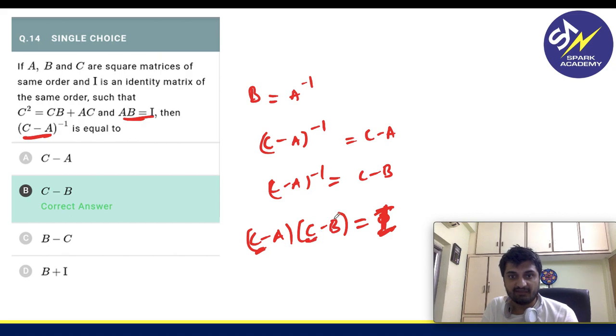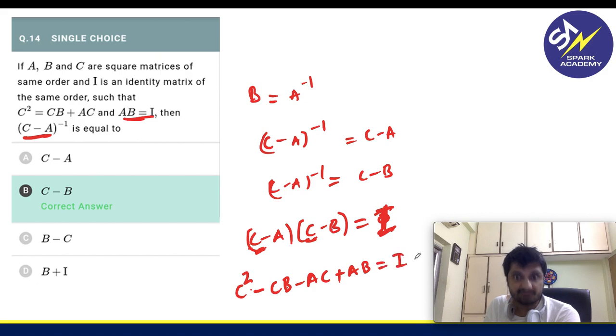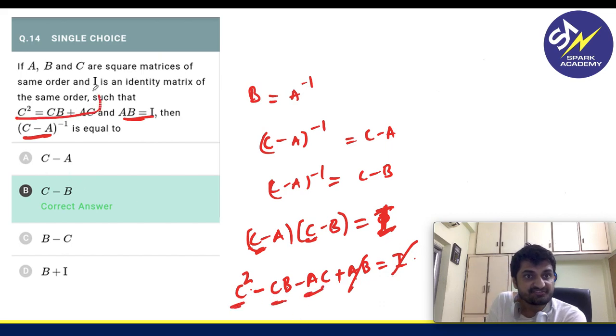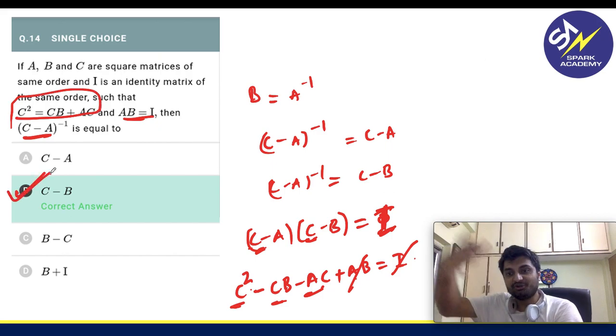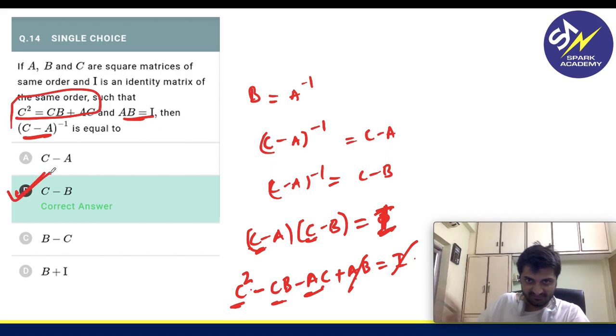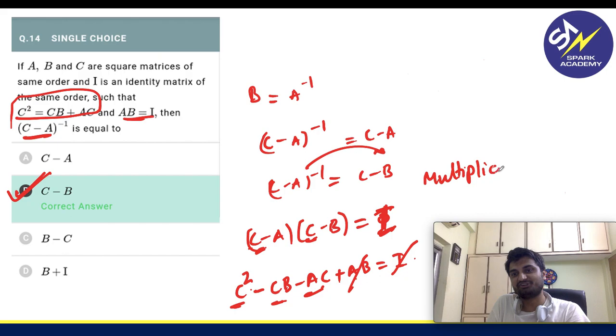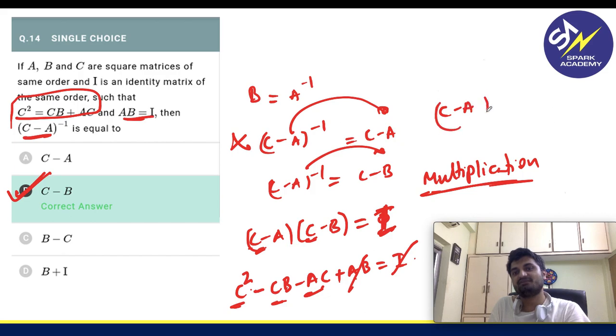Now if you expand, what will happen? C dot C is C square minus CB minus AC plus AB. That is equal to I, right? So AB is given as I, so this is 0. So C square minus CB minus AC is 0, which is precisely the first one. So for option B, you take it to the other side and just use multiplication. I'm taking the inverse to the other side and just using the basics of multiplication to get the final answer. The first option is not the answer because if you take it, you will get C minus A whole square, which is nowhere close to this. So B is your answer.